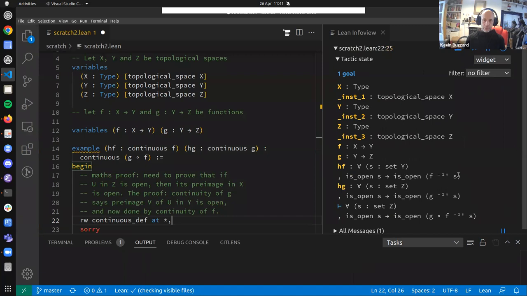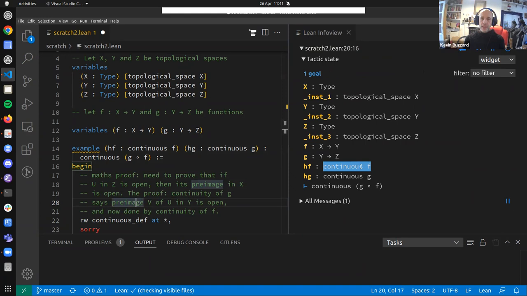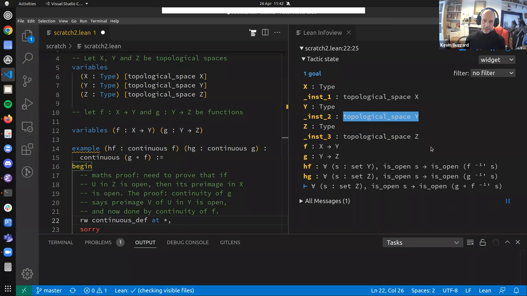So there we go. You see the brain change, right? The thing on the right changes. We can click around. Before I wrote this tactic, our hypotheses were that things were continuous. And then afterwards, you see these assertions say things like, if something is open, then something else is open. And so now we want to prove.